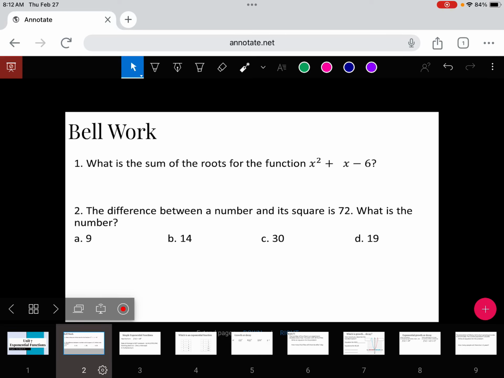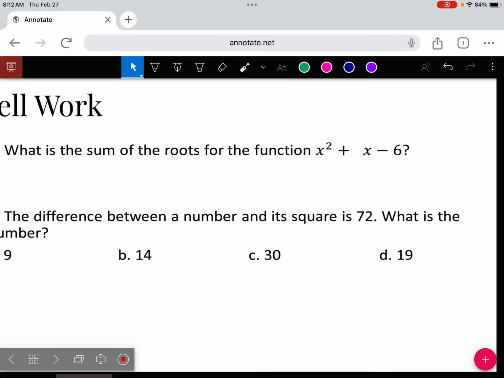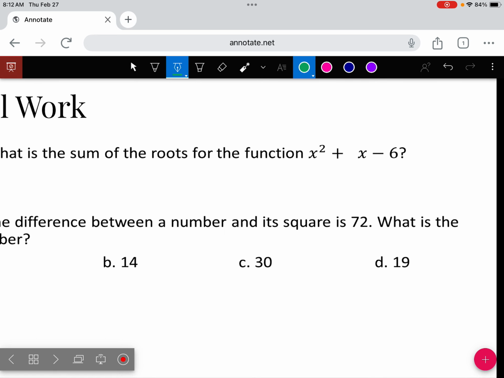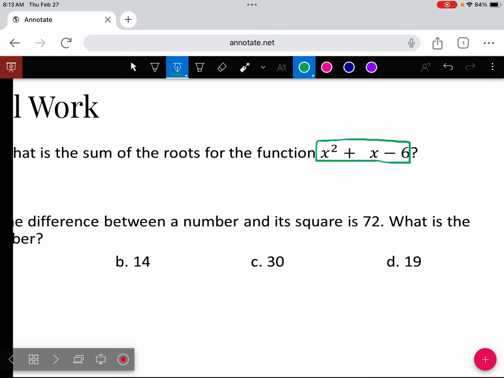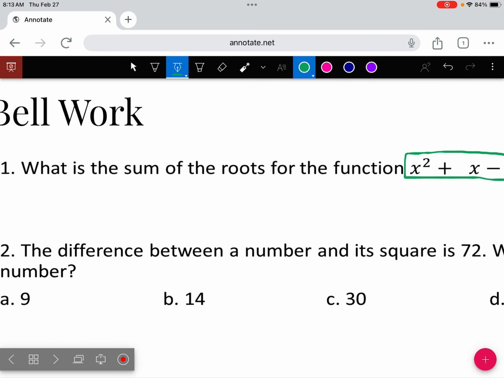All right. So on this one, we are asked to find the sum of the roots. That means first things first is I need to find the roots of this thing. How do we find the roots of a quadratic like this? How do we find roots? Roots, also known as solutions, zeros, x-intercepts. How do I find those?